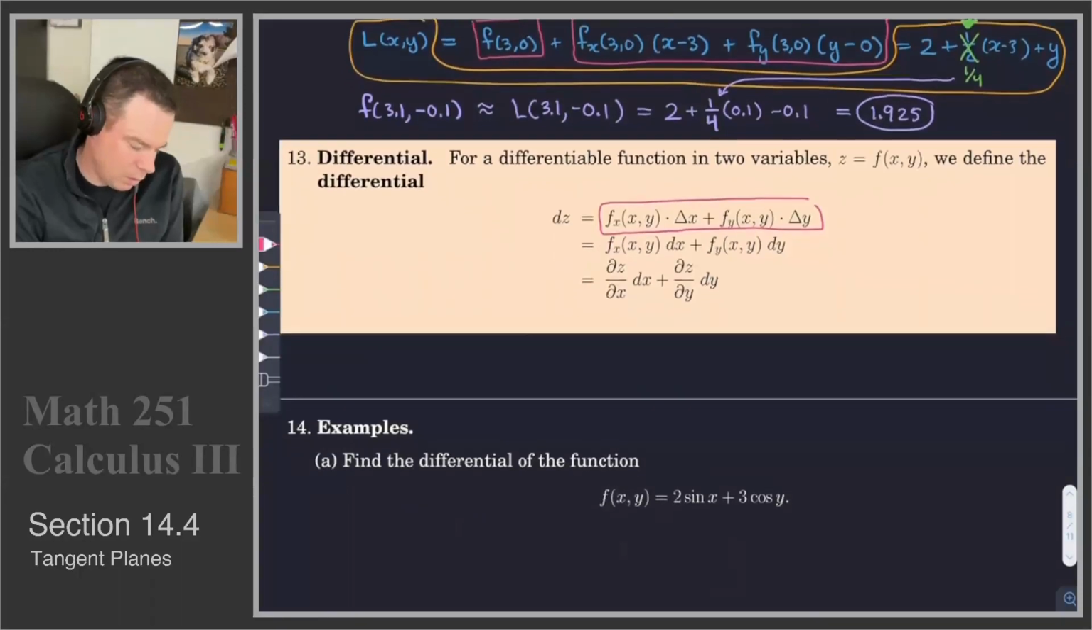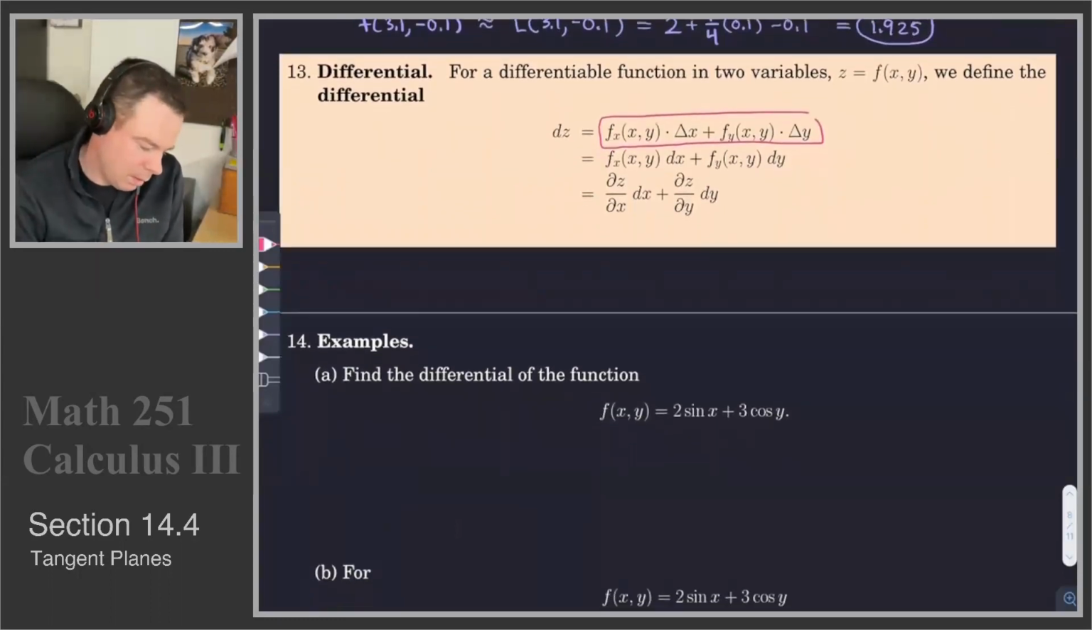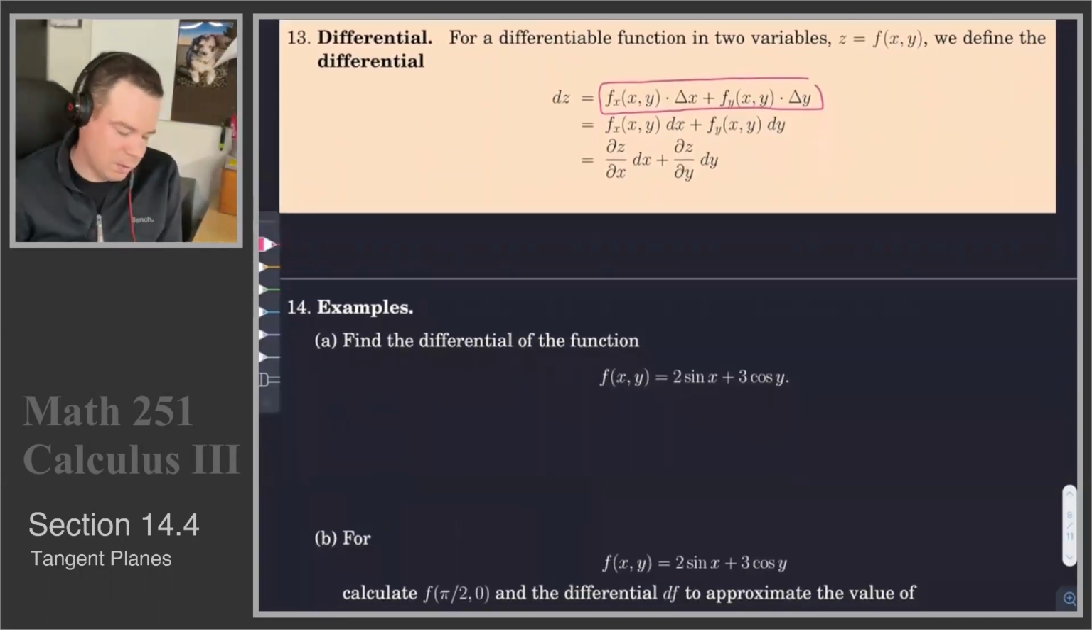So that's the differential. And if you think back to calculus 1, the differential in calculus 1 was just the derivative times dx. So here we're just generalizing that. It's the derivative in the x direction times dx plus the derivative in the y direction times dy. And the thing to keep in mind is this tells us how much the z value is going to change if we change our inputs by dx and dy.